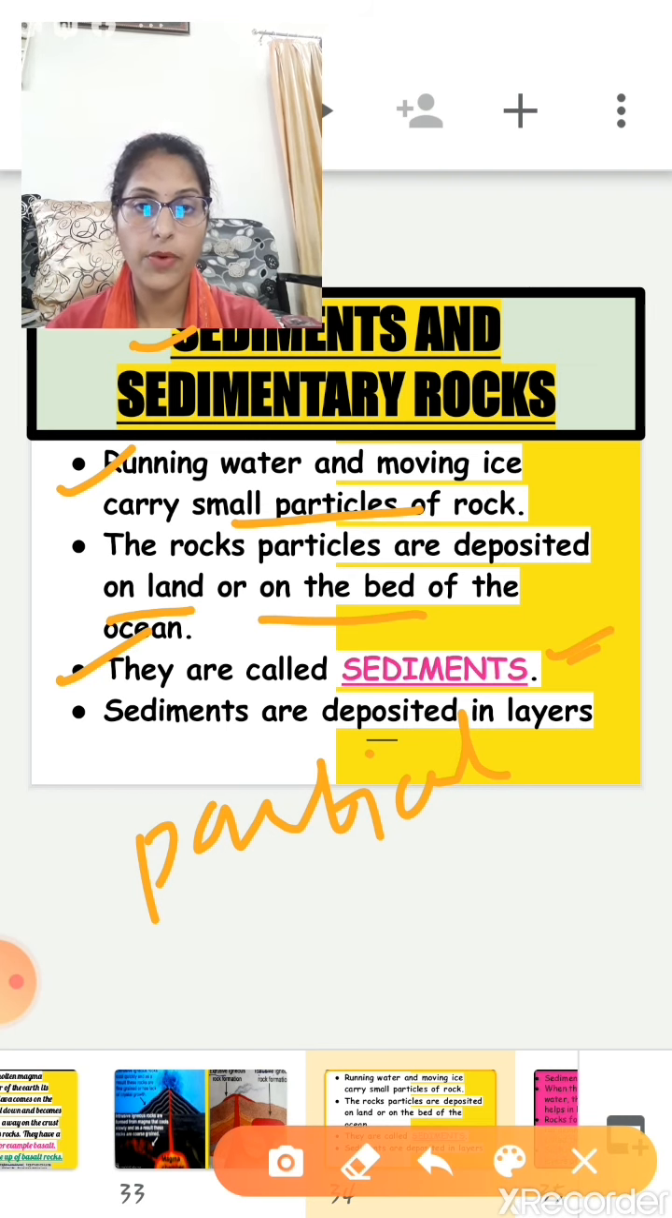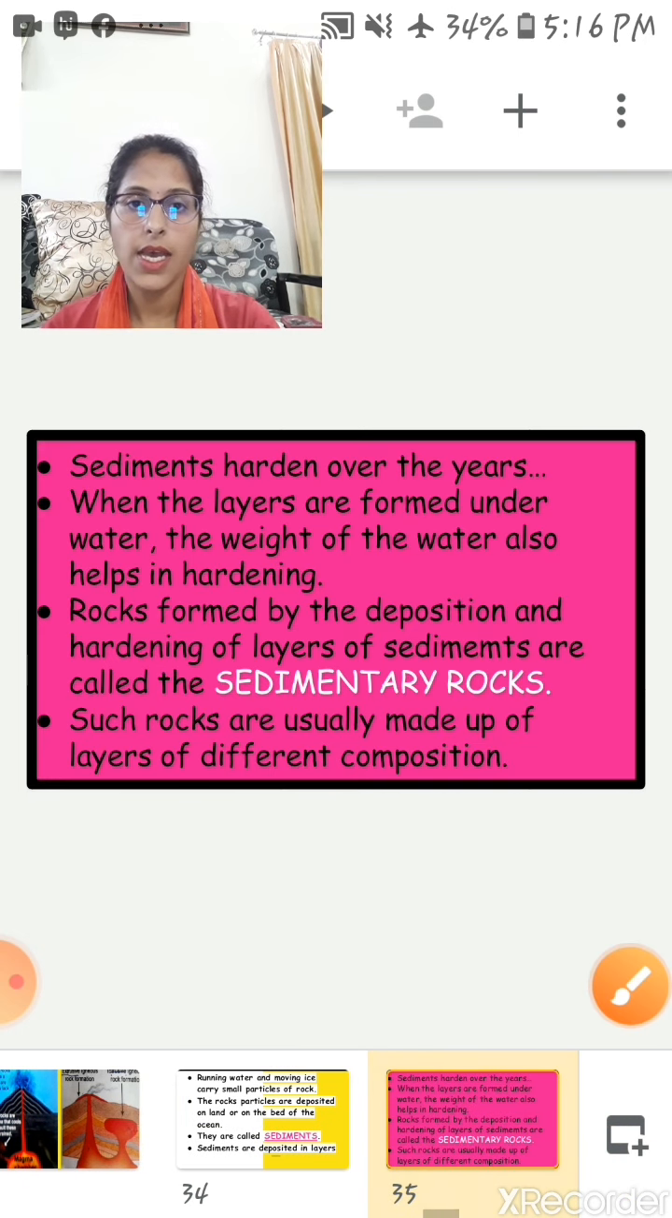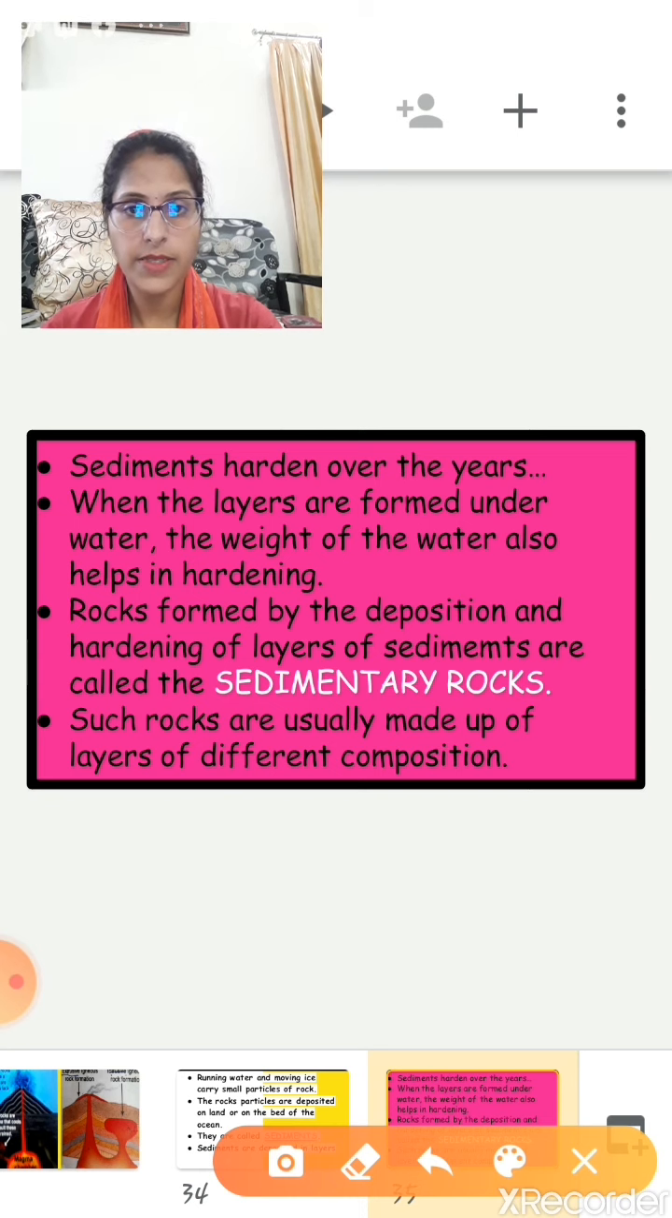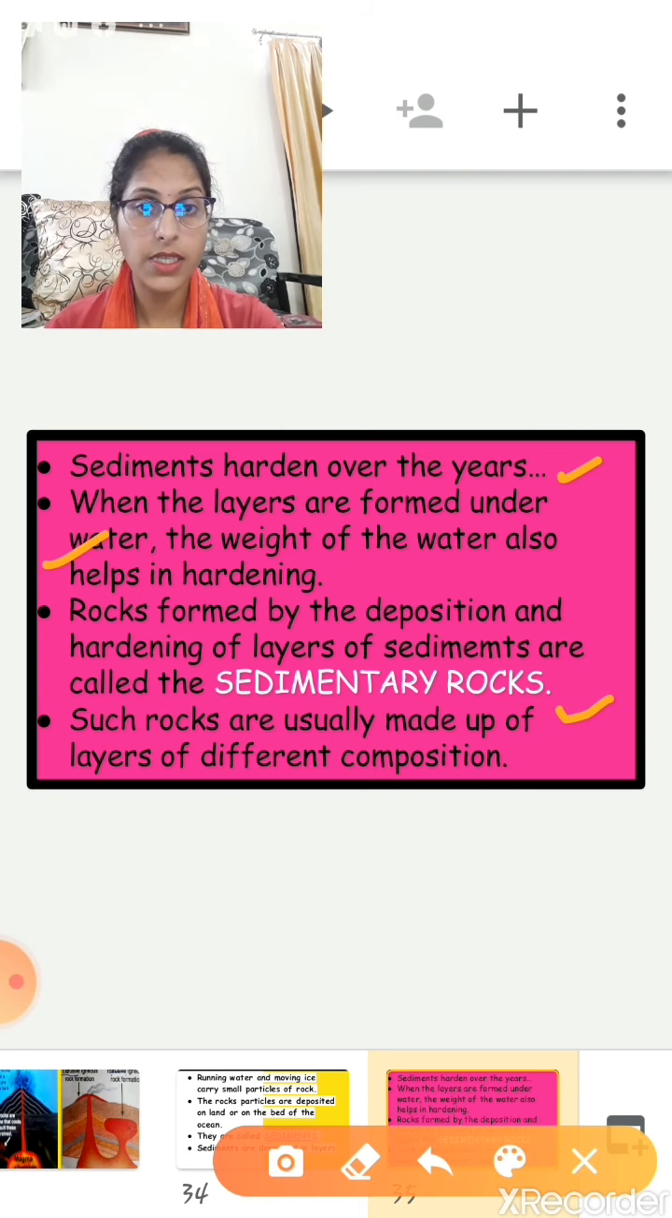Now sediments are deposited in layers, and sedimentary rocks are basically formed under the water. The sediments harden over the years, then are compressed and cemented together to form different layers of rock. It's called sedimentary rock. When the layers are formed under the water, the weight of the water also helps in hardening. Rocks formed by the deposition and hardening of layers of sediments are called sedimentary rock, and such rocks are usually made up of layers of different composition.